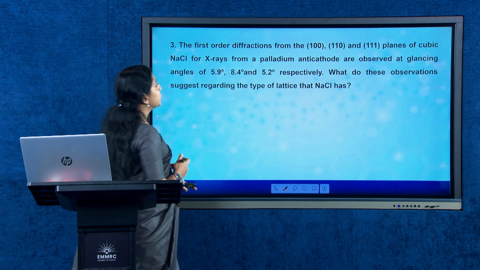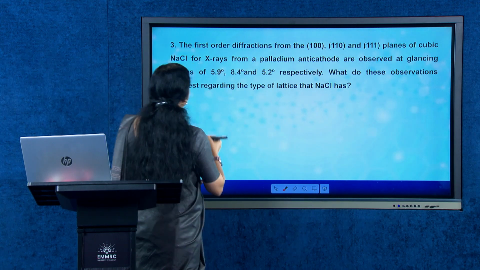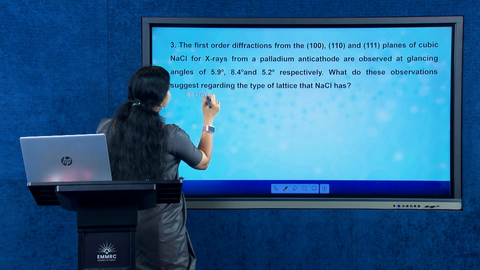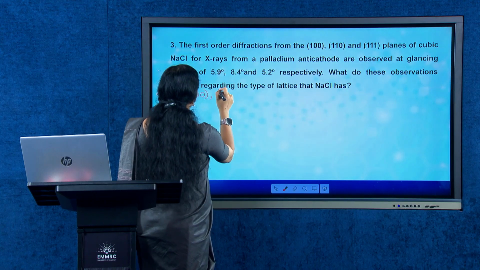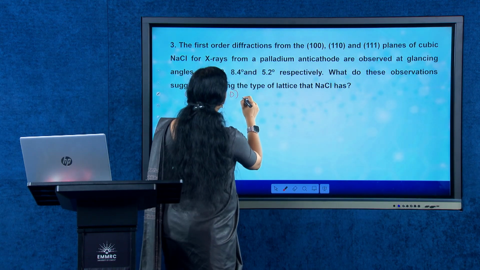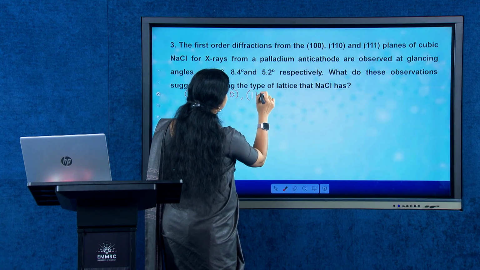Okay. So, we have three different planes. We have a 100 plane, a 110 plane, and we have a 111 plane.